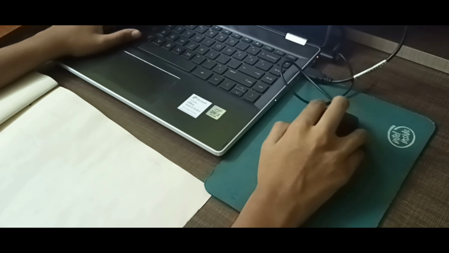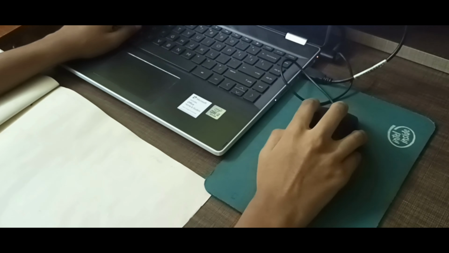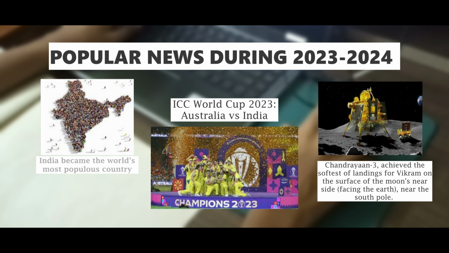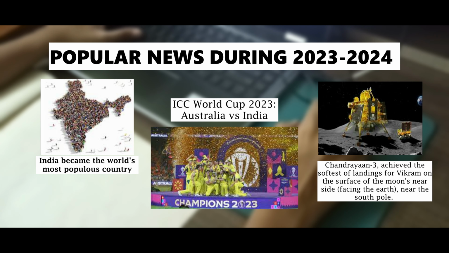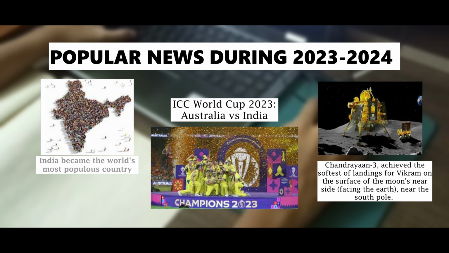So I started browsing for it, and for popular news I only took three items: India became the world's most populous country, the ICC World Cup, where unfortunately India lost, and the successful landing of Chandrayaan 3, which was a very proud moment for India. I didn't have space to write all these sentences, so I wrote some keywords under the pictures.